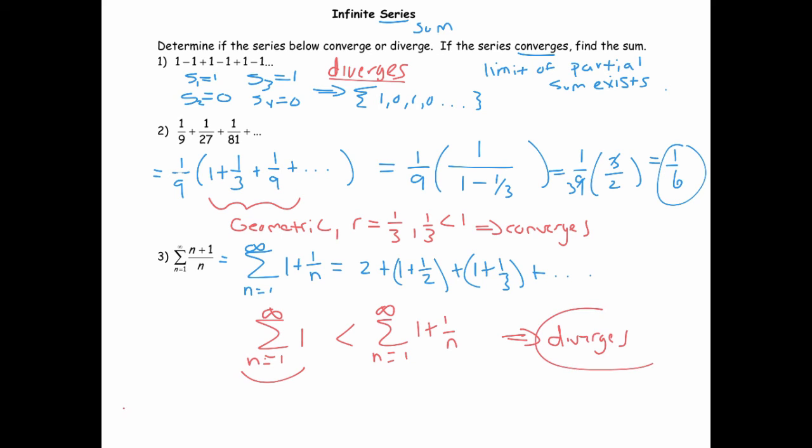Your intuition I think was enough to answer that, but I kind of snuck in a little comparison, which is something we'll revisit later on. If you compare this series to this one, term by term, the one on the right is bigger than the one on the left, but the one on the left clearly diverges, so the one on the right must as well.